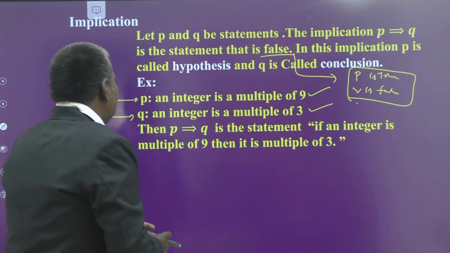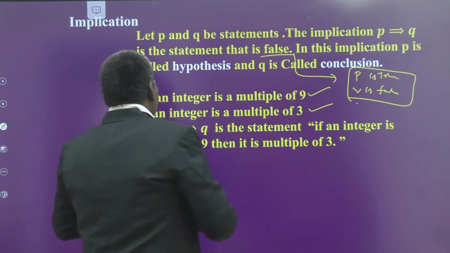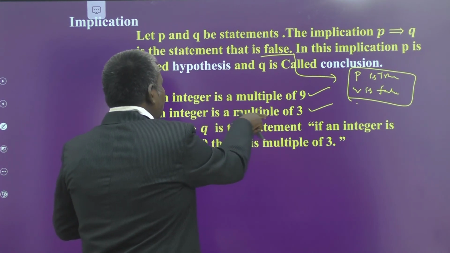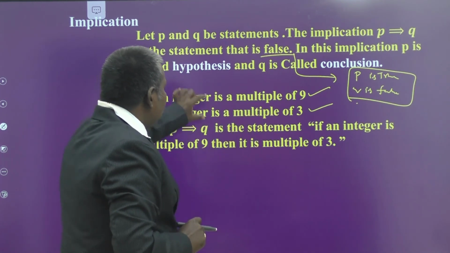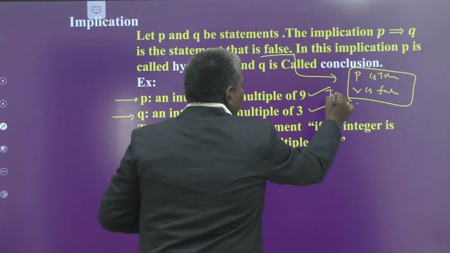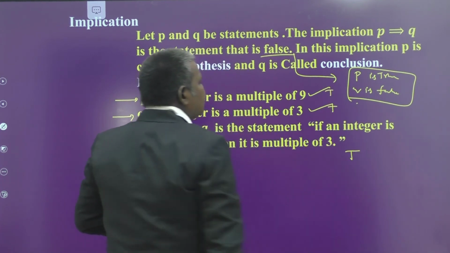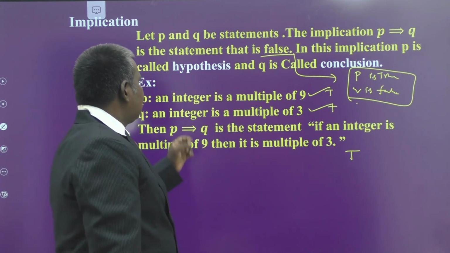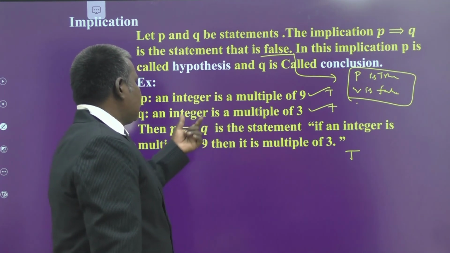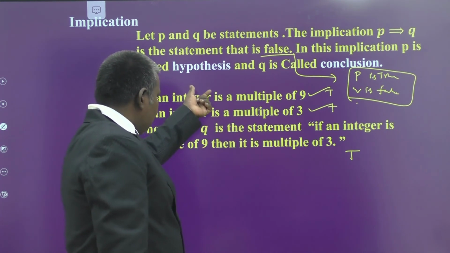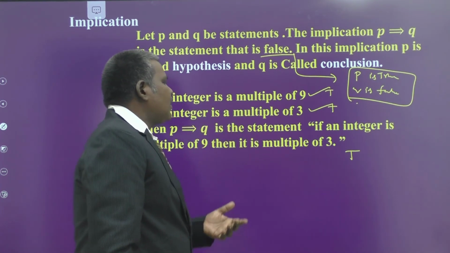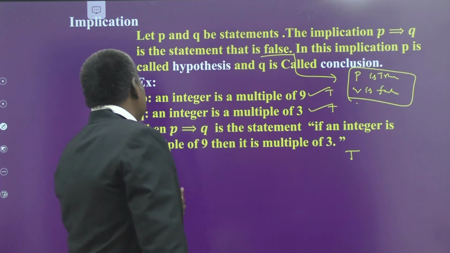So let us check the truth values of P and Q. An integer is a multiple of 9. An integer is a multiple of 3. If both are true, then my result is also true. If an integer is a multiple of 9, then automatically it is a multiple of 3. It is a true statement. Understand?